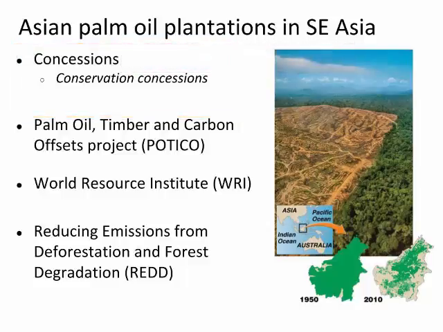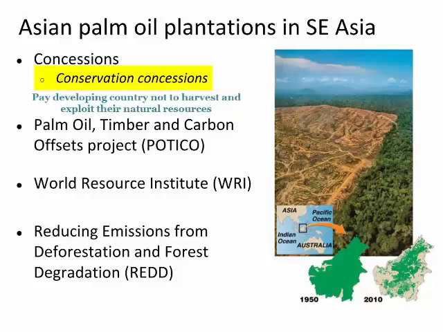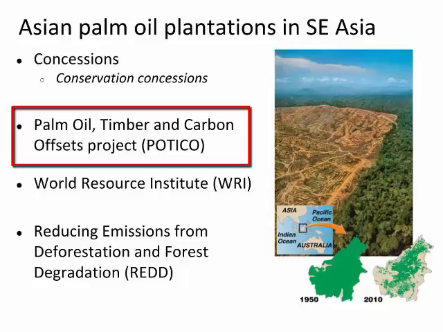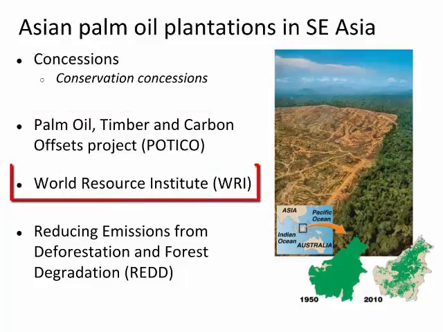One effort that has been used to stem the tide of deforestation in developing countries is for conservation organizations to buy concessions to preserve, not cut, forests. These concessions are called conservation concessions, and they essentially pay the developing country not to harvest and exploit their natural resources. One project that helps reduce deforestation in developing countries is the Palm Oil, Timber, and Carbon Offsets Project, or POTICO. The World Resources Institute, or WRI, runs this project.